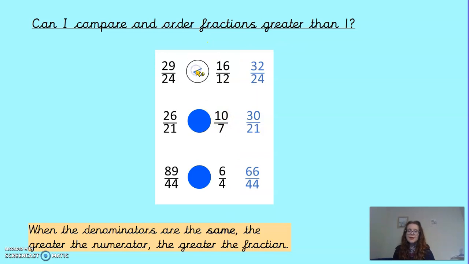Let's see. You can see my answers here. This one is going to be bigger because I've had to times this by 2, and 32 as our numerator is bigger than 29. So 32 parts is greater than 29 parts.